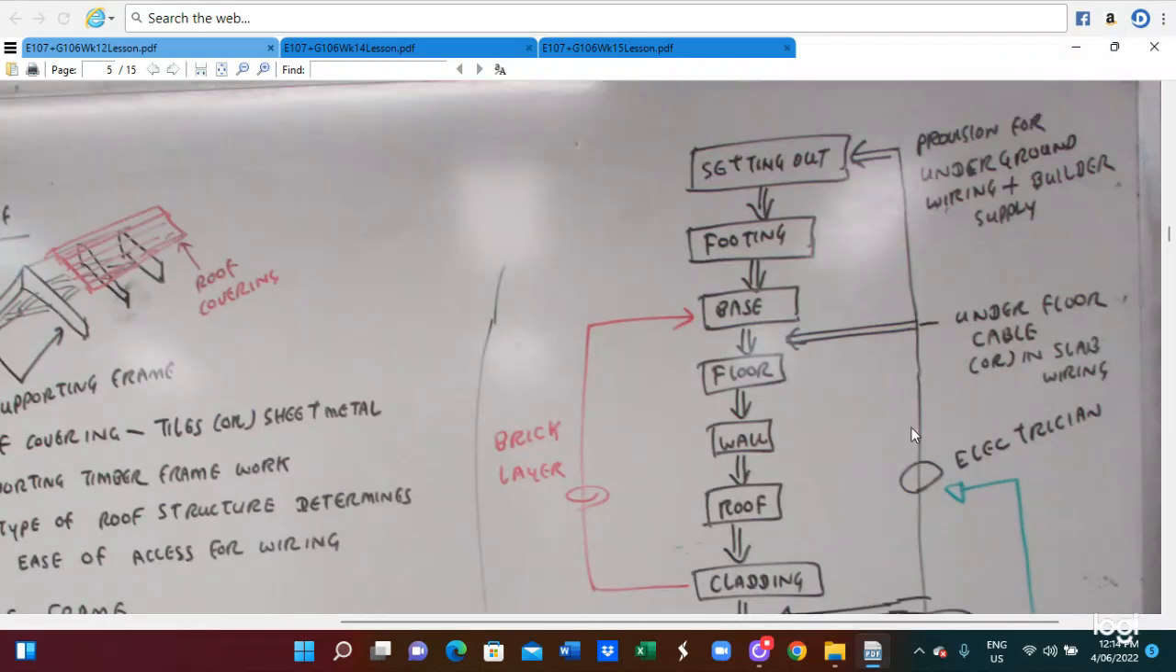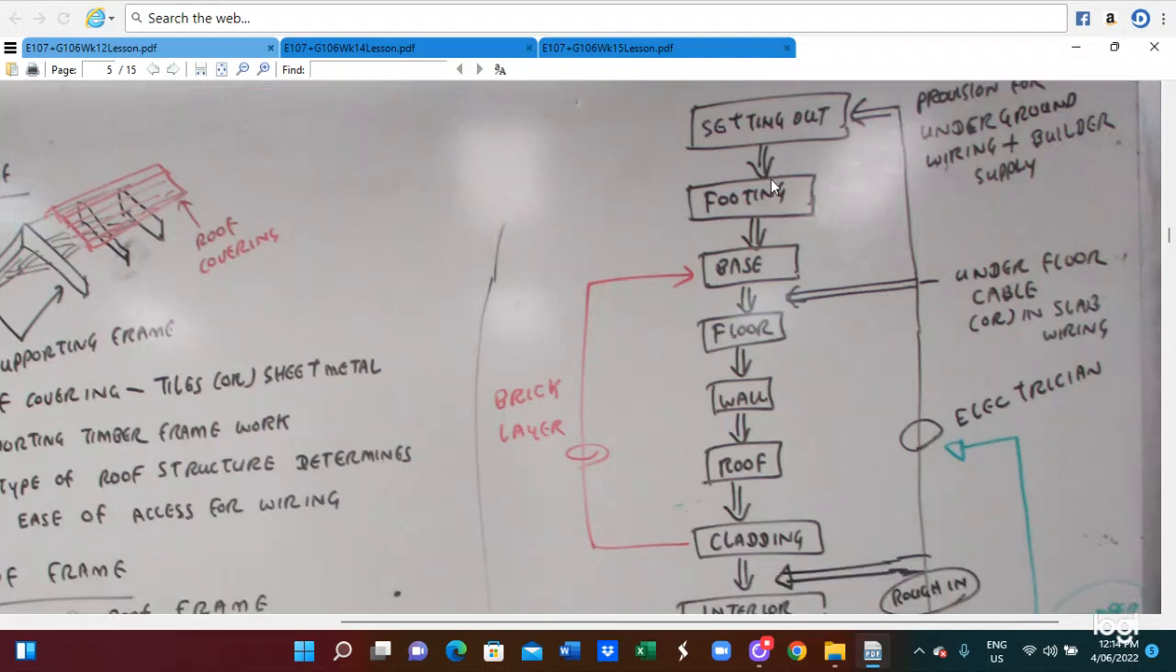So this is our construction step. First, we have to set out provision for the underground wiring and the data supply. Then we have to do the footing, base, floor, wall, roof, and the cladding.